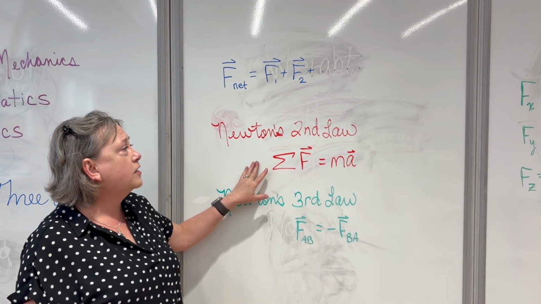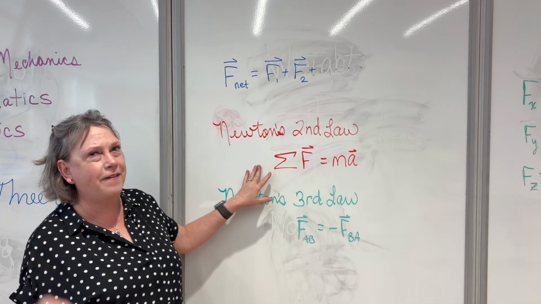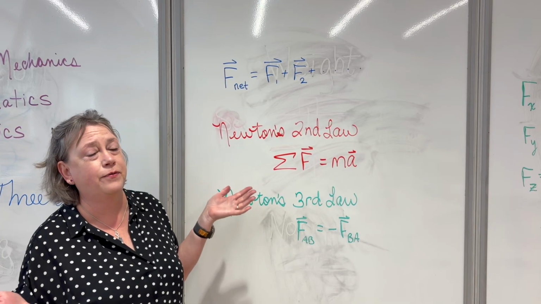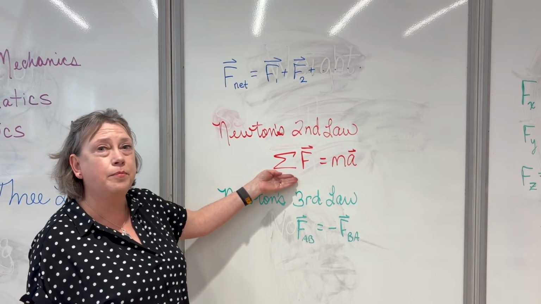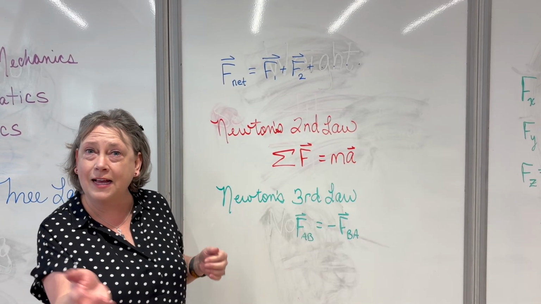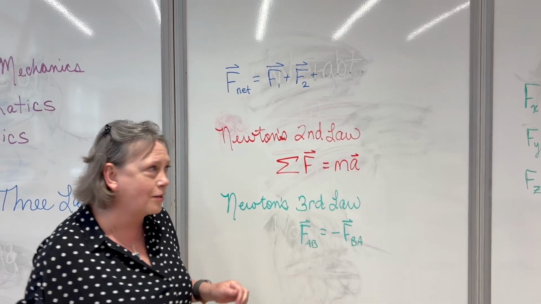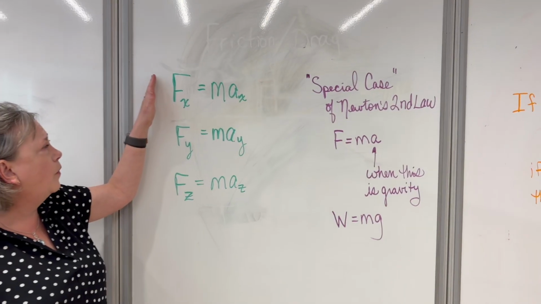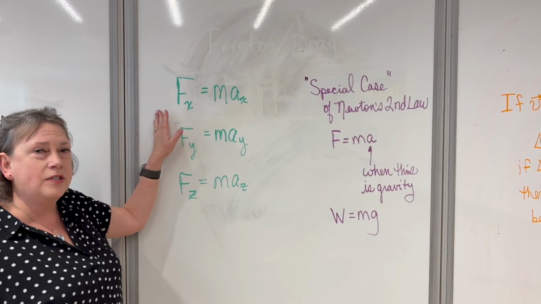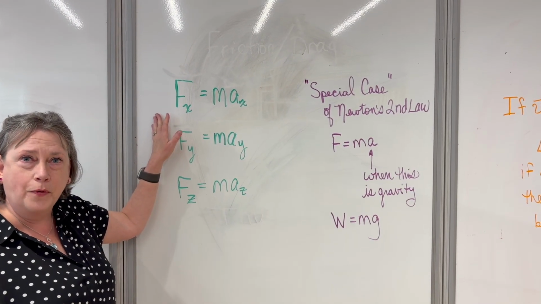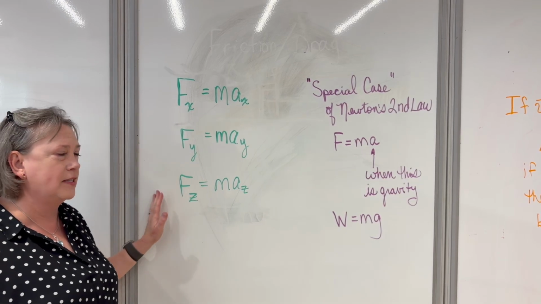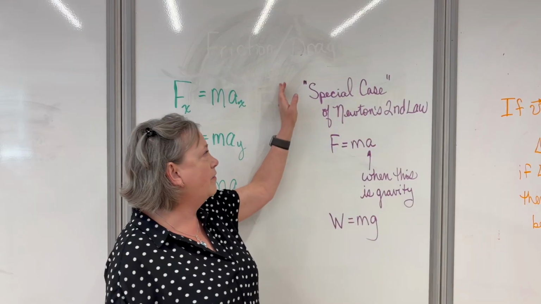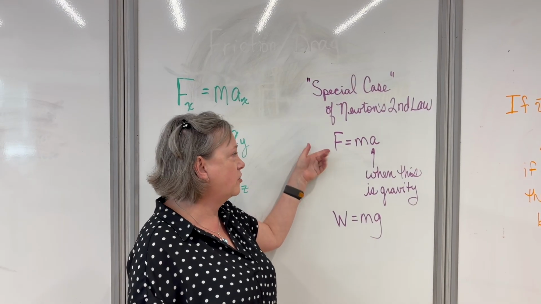So Newton's second law is a vector. Well, what we know from our last chapter is if I have a vector, I can break it into its components, and that's just what we're going to do in solving problems. We're going to have Newton's second law in component form, x component, y component, z component. A special case of Newton's second law. So here's our second law.